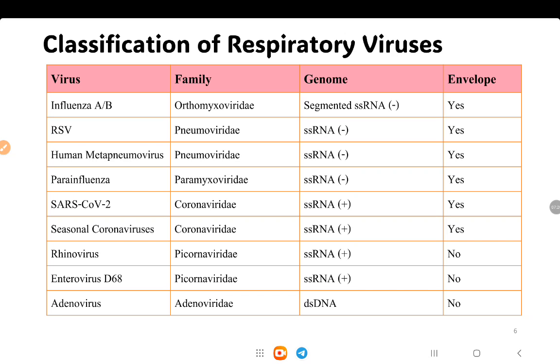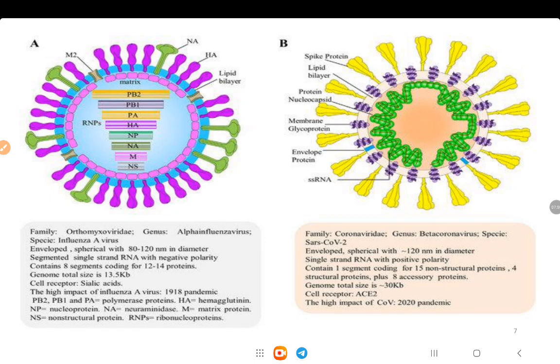The genome sequences are different. The genome type is different. All of them are RNA viruses, except adenovirus, which is a double-strand DNA virus. All of them are enveloped except adeno and entero viruses. Adenovirus is not enveloped, which makes it more resistant to this infection. Here in this slide, I compare the different structures between the influenza viruses and SARS-CoV-2.